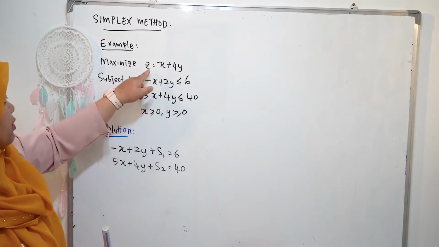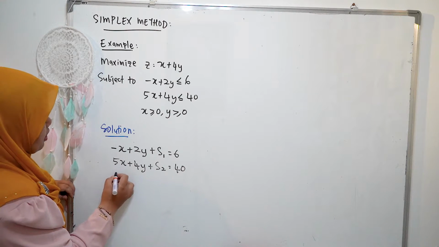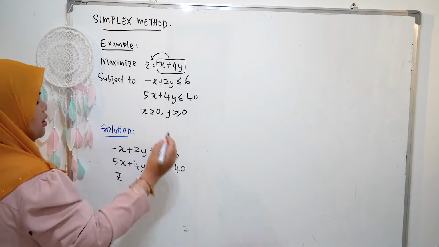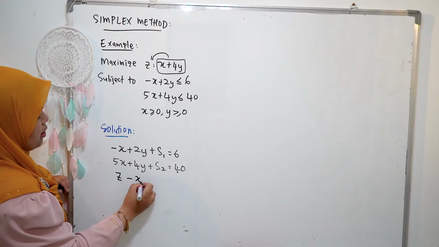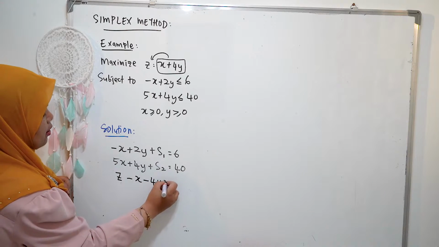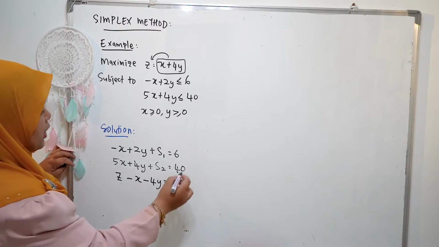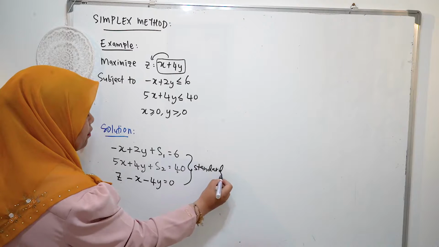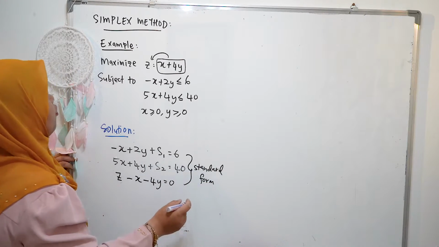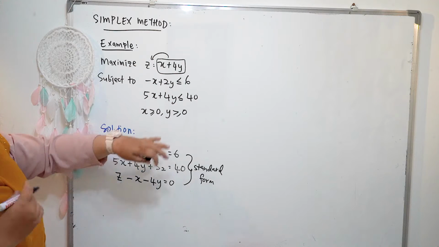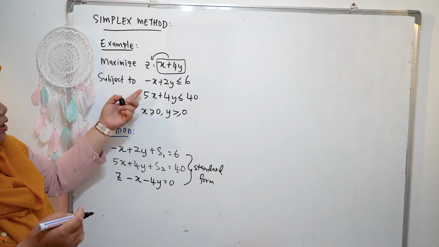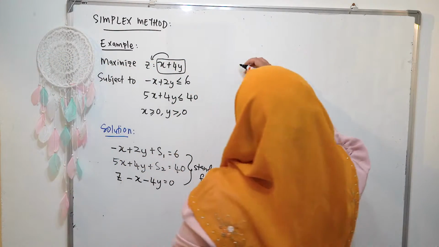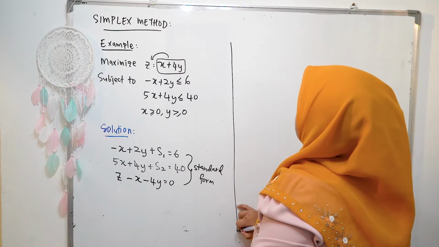How about the objective function? For the objective function z, we move everything to the other side. So z minus x minus 4y equals 0. So this is the standard form. Before we apply the simplex method in the table, we have to convert the objective function and the constraints into standard form first.